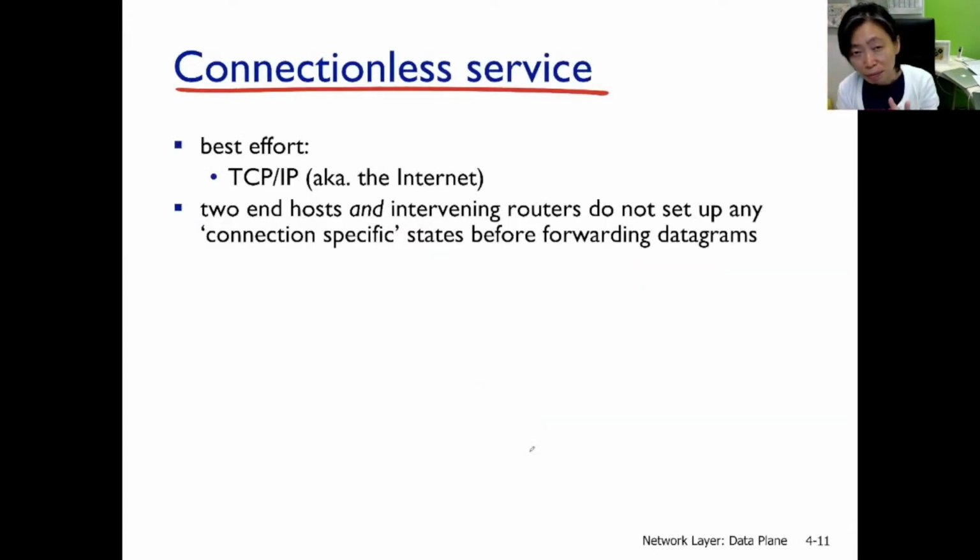There are two major camps of service models. First is the connectionless service. What it means is that the end hosts and the routers in the middle do not set up any connection-specific states before data is passed around. There's no reservation of bandwidth, no reservation of memory space to buffer packets. So you see that there's not going to be any guarantee at all. Exactly. So this connectionless service is also called the best effort model. And this is exactly the model implemented in TCP/IP, the internet.